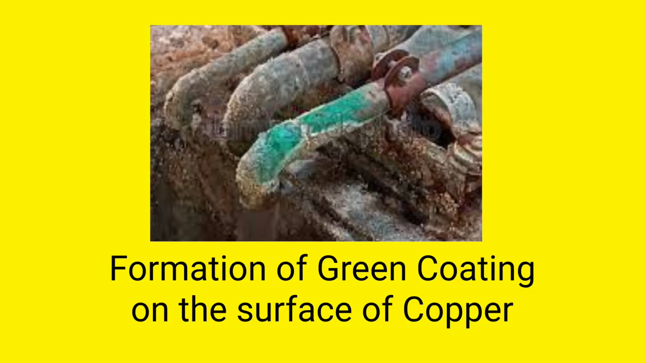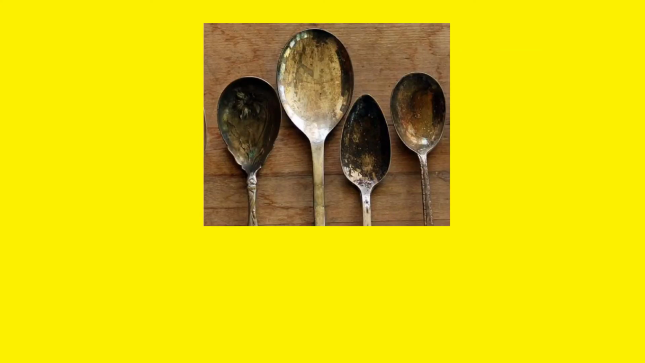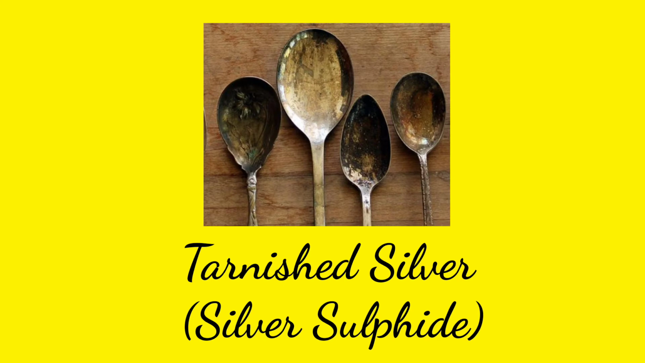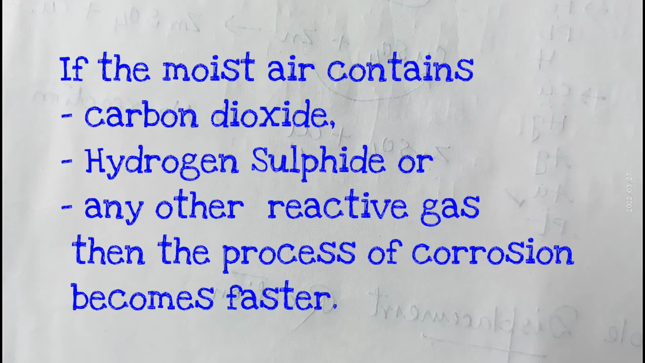For example, we can say the formation of green coating on copper utensils, the formation of a layer of oxide on aluminium, the tarnishing of silver when exposed to hydrogen sulfide. All these are examples of corrosion. Corrosion is basically caused by the moisture. If the moisture contains carbon dioxide or hydrogen sulfide or any other reactive gas, then the process of corrosion gets accelerated and it takes place faster.